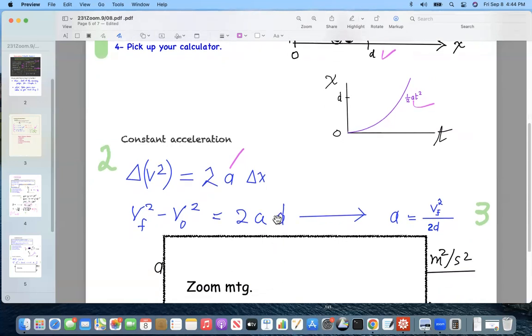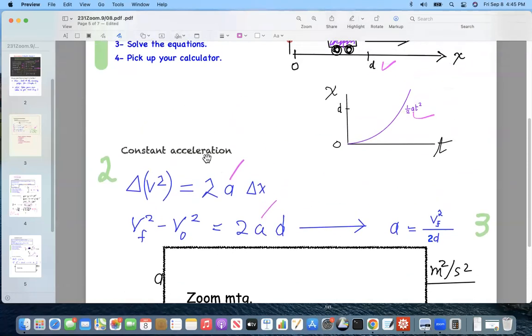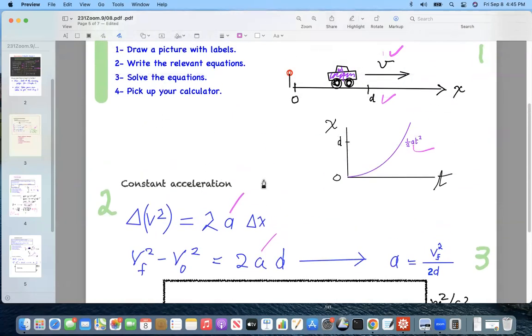And now I use a little bit of algebra. I solve for the unknown. Just divide both sides of the equation by 2d. Now I can actually simplify this a little bit because v0 is 0. It started at a red light where it was not moving. So I just have vf squared is 2ad. So a is vf squared over 2d. So that's step 3.